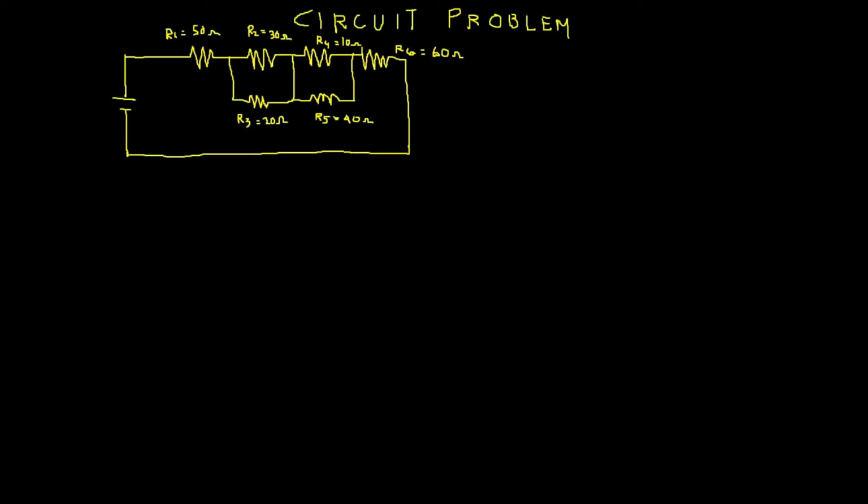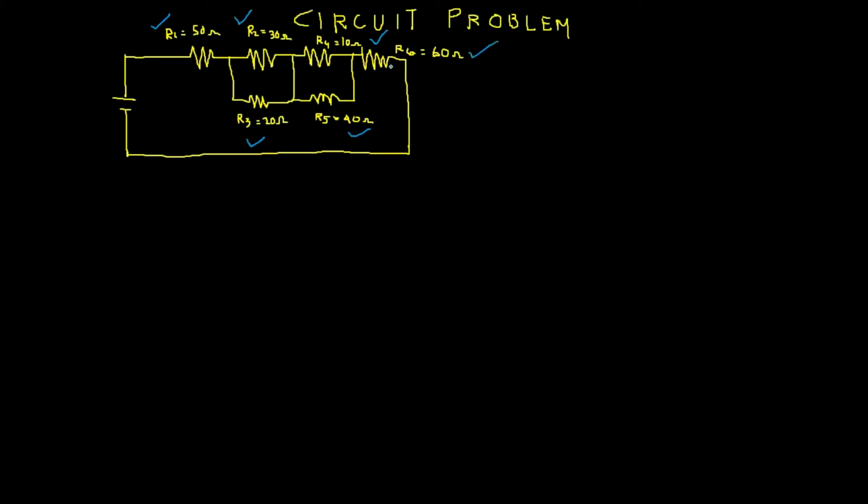So meron tayong 6 na resistors. Ang R1 natin is 50 ohms. Ang R2 natin is 30 ohms. Ang R3 natin is 20 ohms. Ang R4 is 10, R5 is 40, and ang R6 is 60 ohms.